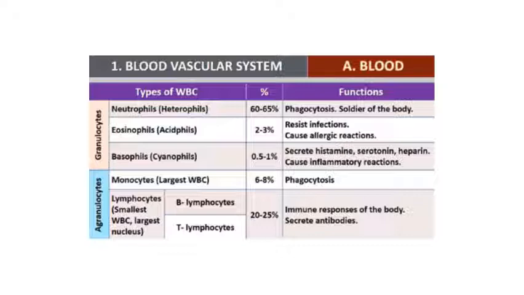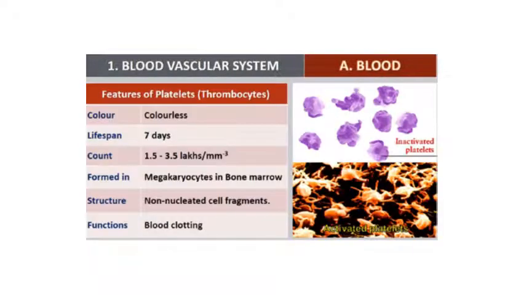Acidophils resist infection and cause allergic reactions. Basophils secrete histamine, serotonin, heparin and cause inflammatory reactions. Monocytes also play a role in phagocytosis. Lymphocytes are B lymphocytes and T lymphocytes. They play a major role in the immune system of the body by secreting antibodies.